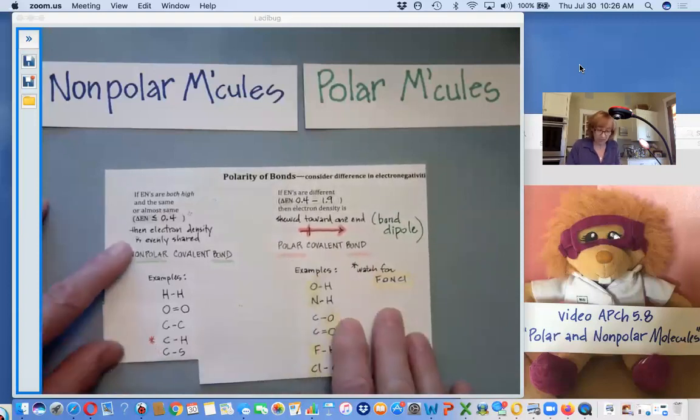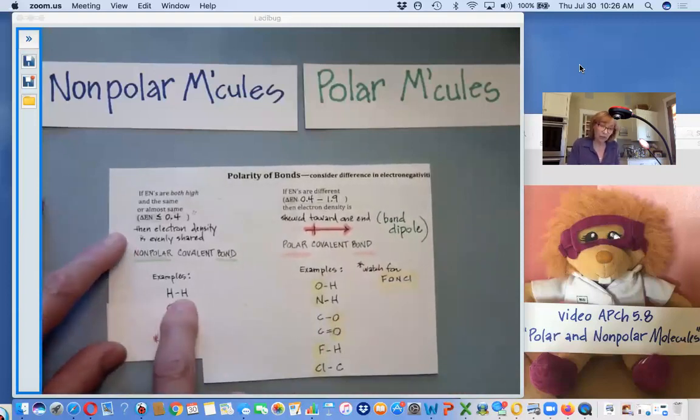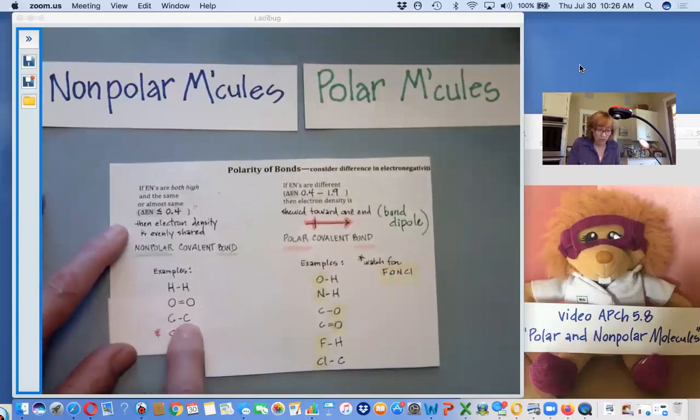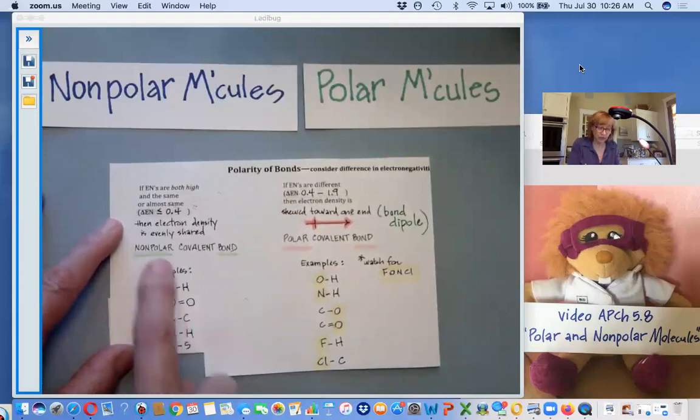On the other hand, if your two atoms in the covalent bond are the same atom, or if they have very, very similar electronegativities, like carbon and hydrogen do, then the bond between those is an example of equal sharing of electron density, and we call that a nonpolar bond.